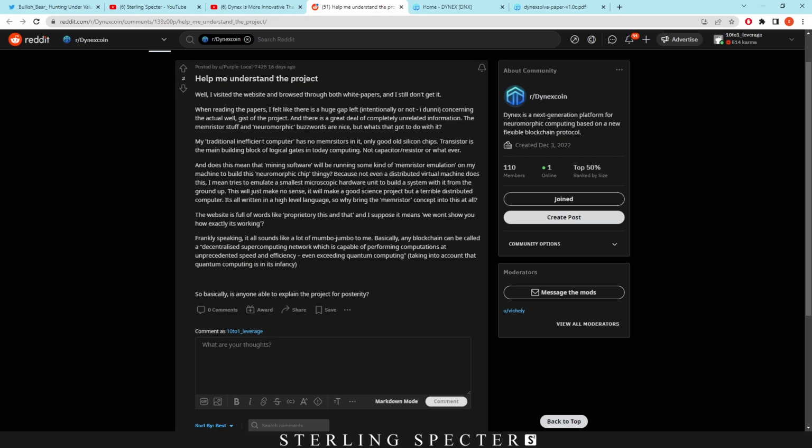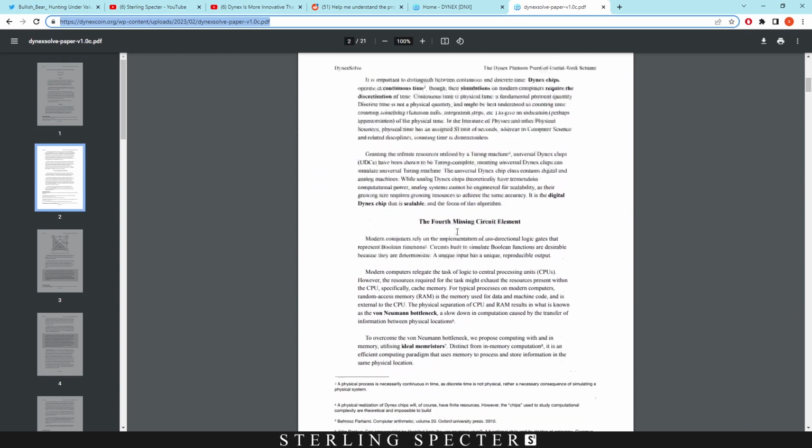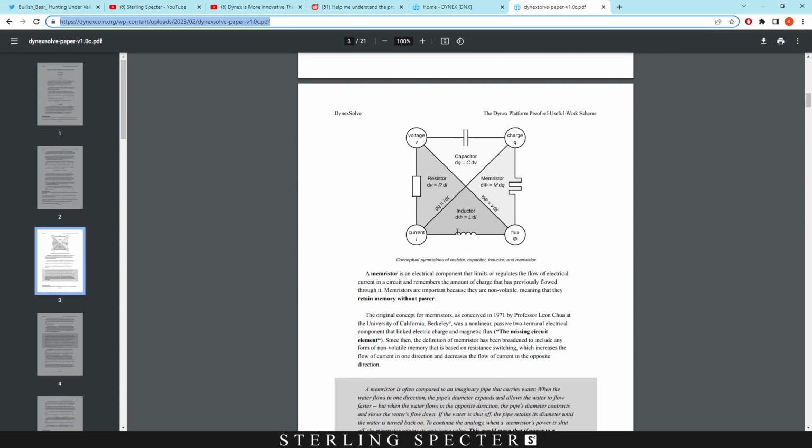So they always talk about this memristor model in the Dynex Coin white paper. As we can see here, when we're going over to the Dynex Coin white paper, they talk about a memristor here. A memristor is an electrical component that limits or regulates the flow of electrical current in a circuit and remembers the amount of charge that has previously flowed through it. So that's what they're talking about when they talk about a memristor. I don't actually understand what that is either.